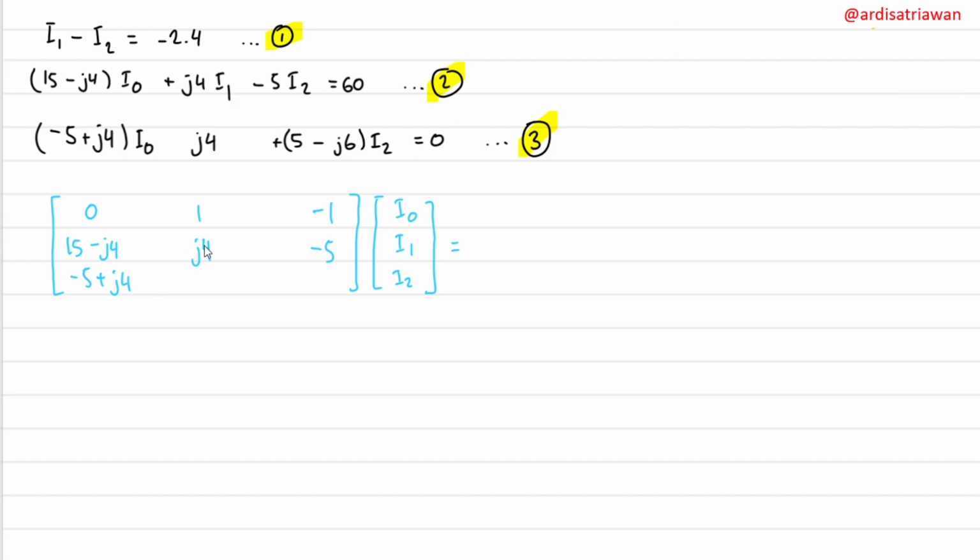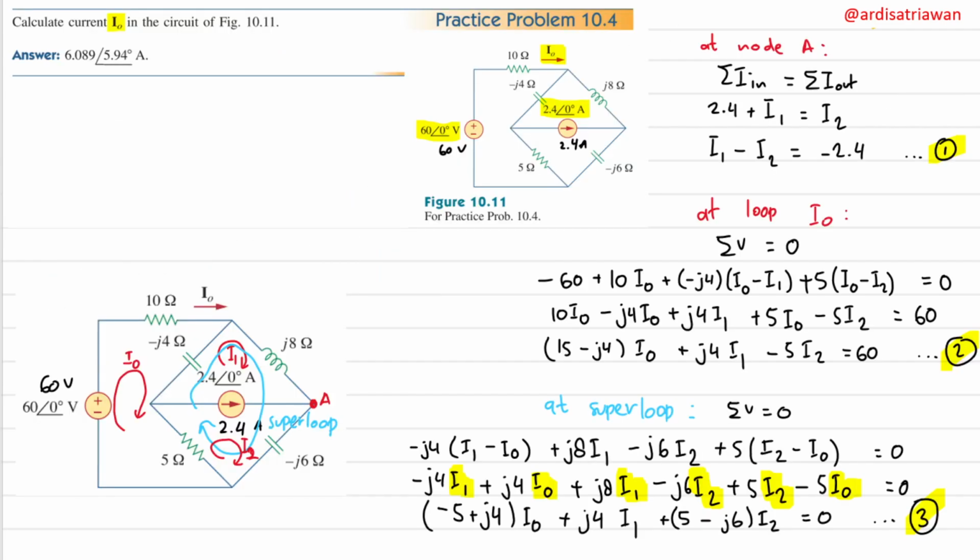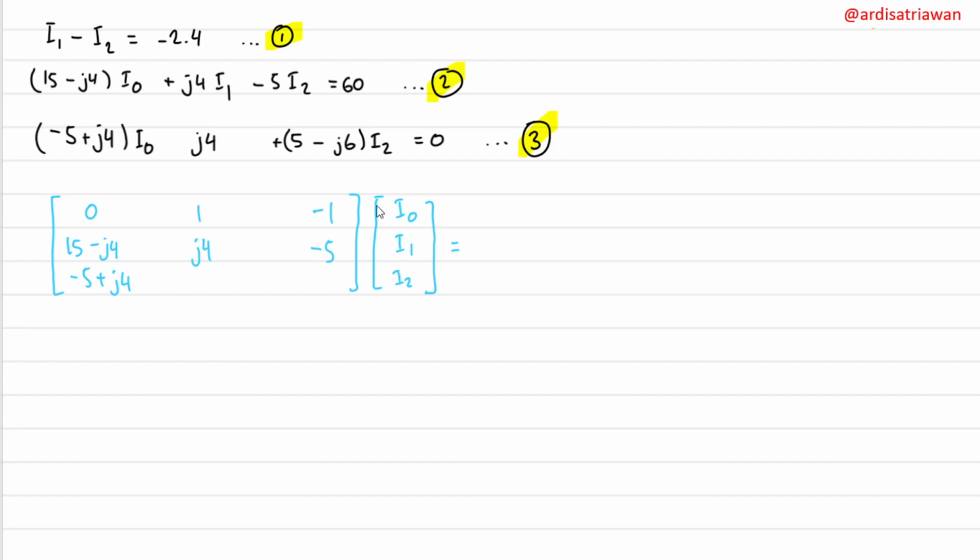Let's see the equation. Okay, sorry about this. This is I1, right? j4, and then this one will be 5 minus j6, and for the right hand side I will have minus 2.4, and then 60, and then 0. Okay, it will be hard to solve this by hand, so let's just plug it into MATLAB.